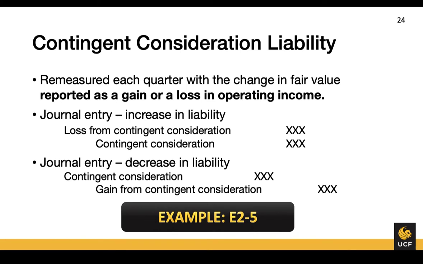When contingent consideration is recognized as a liability, it must be remeasured each quarter, and the change in fair value will be reported as a gain or loss in operating income. Let's look at an example.